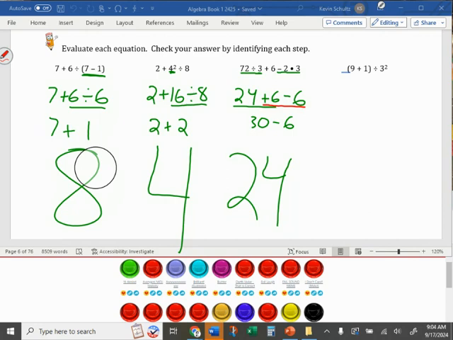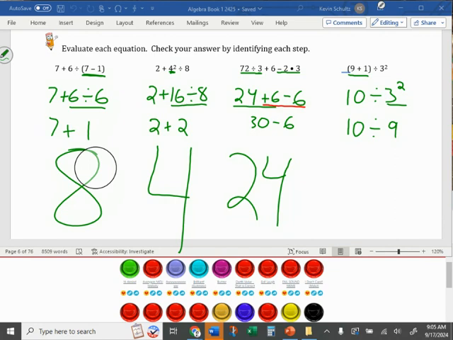Last one. What are we doing first? Parentheses. 9 plus 1 is 10, divided by 3 squared. What comes next? The exponent. 9. We get 10 divided by 9. And now that we're in algebra, you can expect more non-integer answers, more decimal, more fractional answers. How could we write 10 ninths as an answer, Lucas?